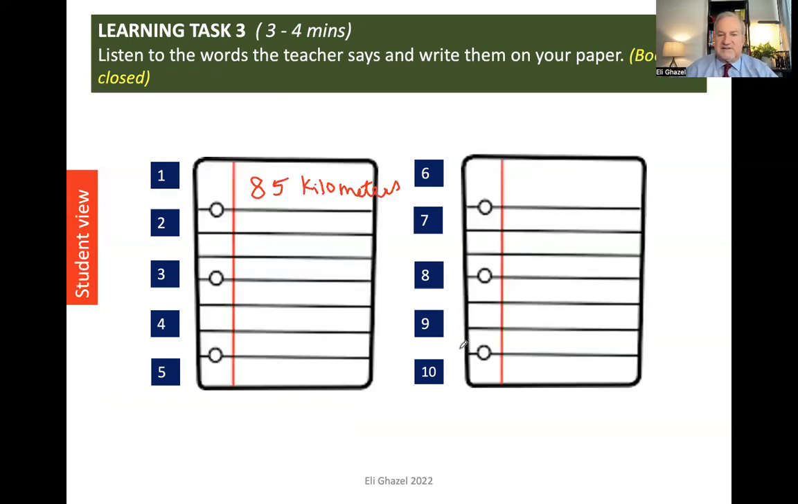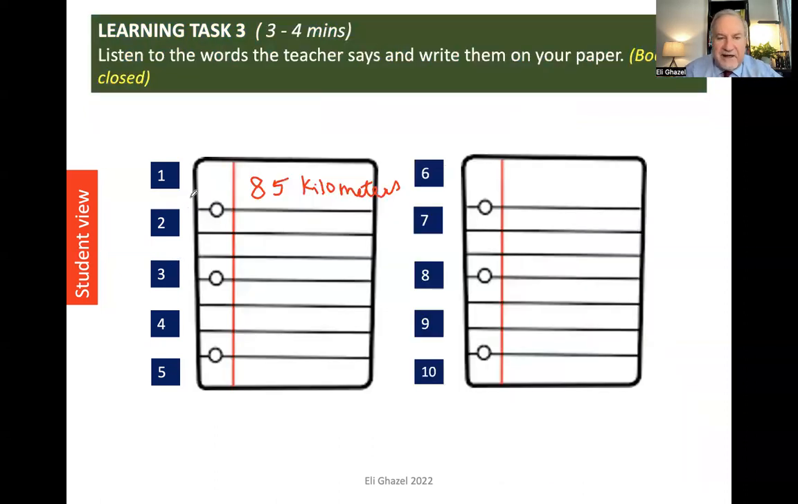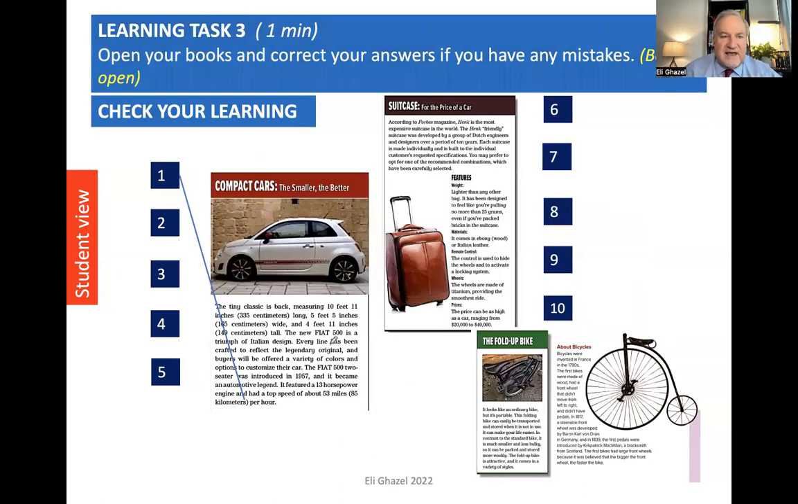So the students have written their answers on the paper, and now you can tell them to open their books and check their own learning. You shouldn't be calling one person at a time. They already wrote their answers, so now they can compare and contrast what they have written with what they see. And look at the nifty little trick. You made them scan again for details.